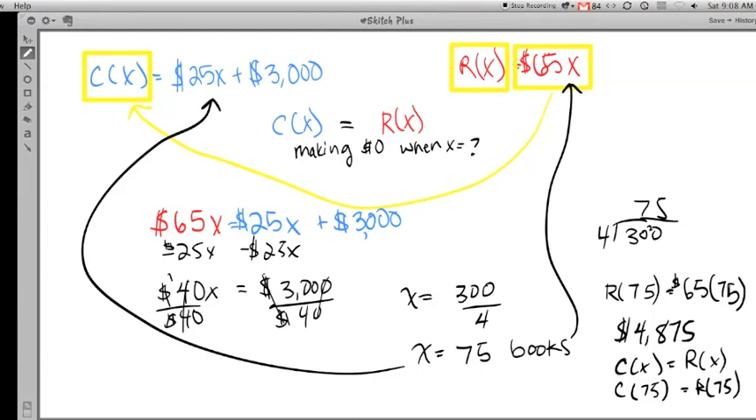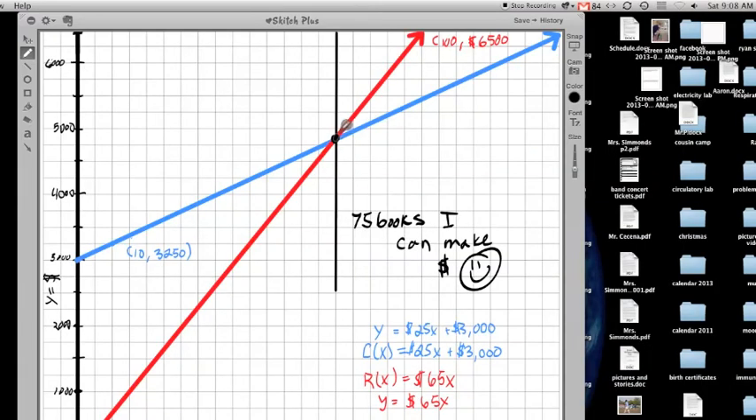And let's go ahead and just compare this to our graphical representation. Right here we have 75 books. And we can go over here and see that it makes about what I got for my y value, that both my cost and my revenue are equal to about $4,875. Now it's harder to tell on this graph exactly where that is, but using my substitution method, I can double check it with my graphing method.